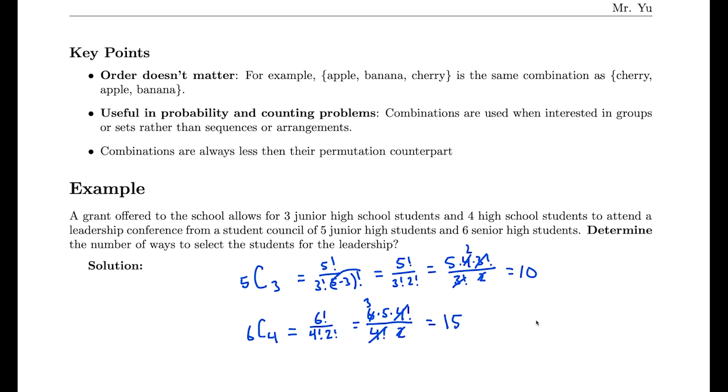And since these are independent, we can multiply them using the fundamental counting principle and say that the total number of ways to select the students that are going to this leadership conference is going to be 10 times 15. So it's going to be 150 ways. So a little bit about the combinations and how they're different than permutations, and an example of using combinations to solve a problem. Okay, I hope that helps you, and I will see you in class.